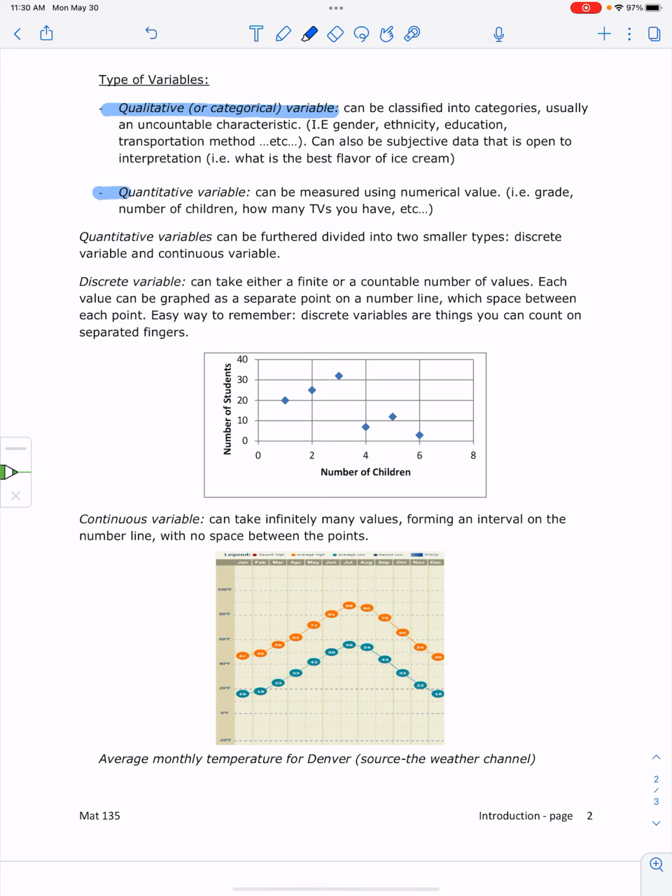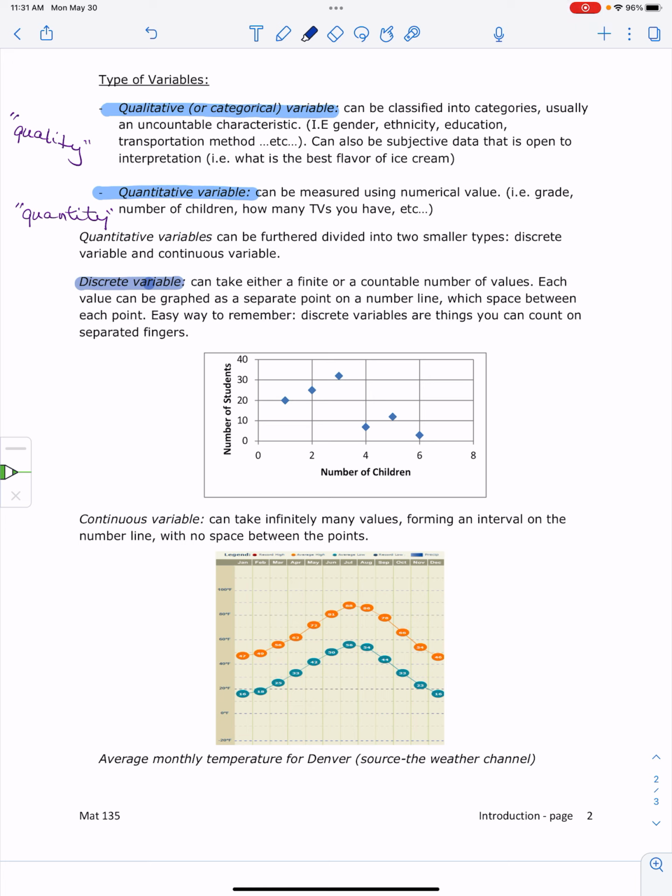We also have quantitative variables. Think quantity, number. And these are going to be our numerical values. When we talk about quantitative variables, we do have two different types. We have discrete variables. Discrete variables are our countable values.